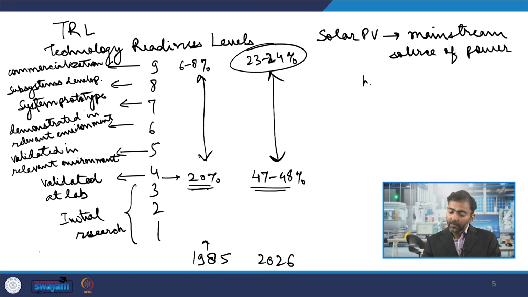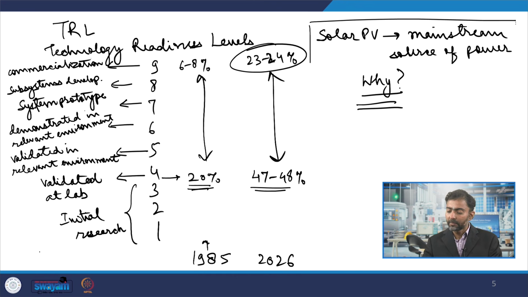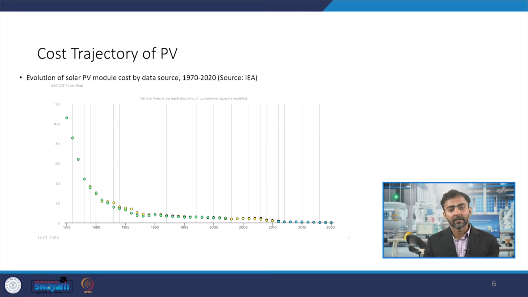And if I ask the question why, along with the fact, as we discussed, that there has been a lot of research and the efficiency has improved over the years, what is the most fundamental reason why this has happened? How come solar PV became a mainstream source of power rather than just being a fringe element or a non-conventional energy source? If I were to ask you this question, what would be your answer? What is the main reason? So the main reason lies here in this graph.